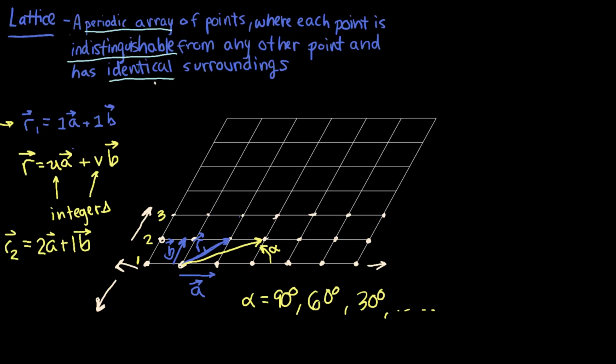In the next video, we are going to go through the different types of 2D lattices. And they're going to depend on the relationship between A, B, and alpha. I hope to see you there.